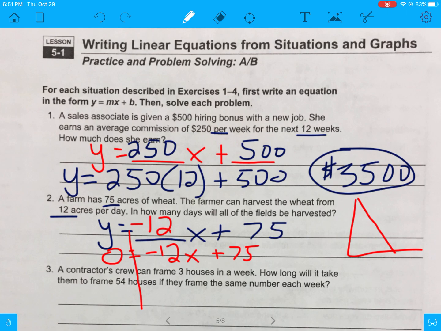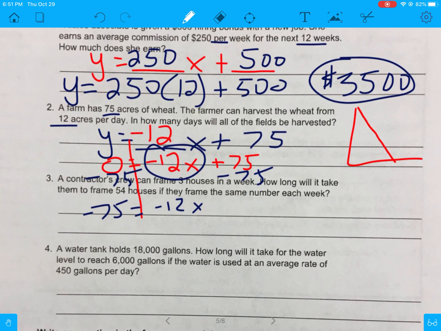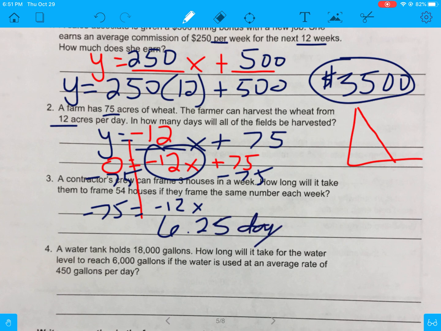So you want to isolate your variable, get it all by itself. So you're going to do minus 75 on both sides. Negative 75 equals negative 12x. And then when you divide negative 75 by negative 12, you get 6.25 days. So they can harvest the wheat field in 6.25 days.